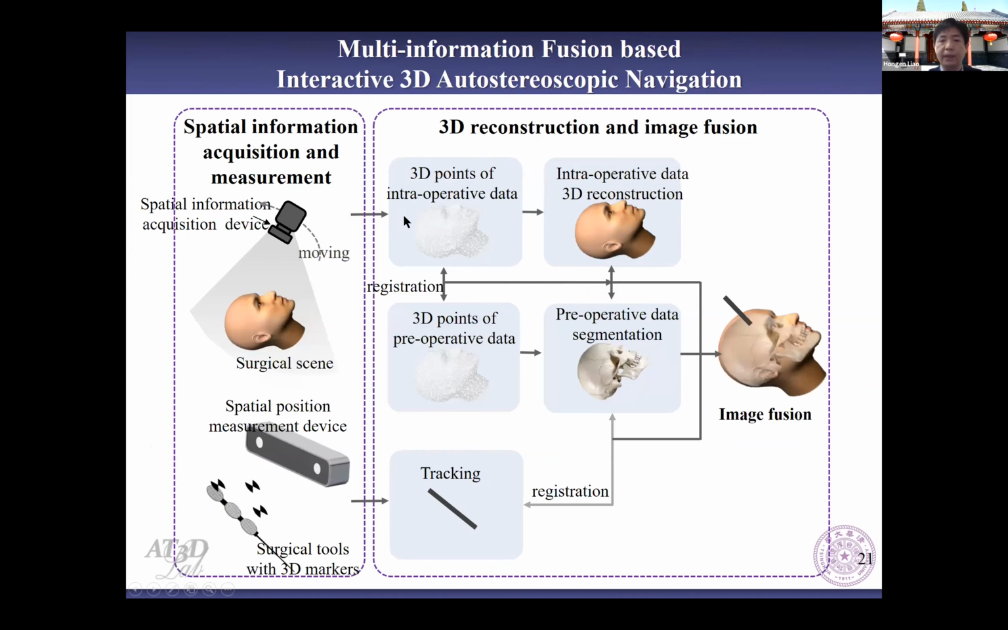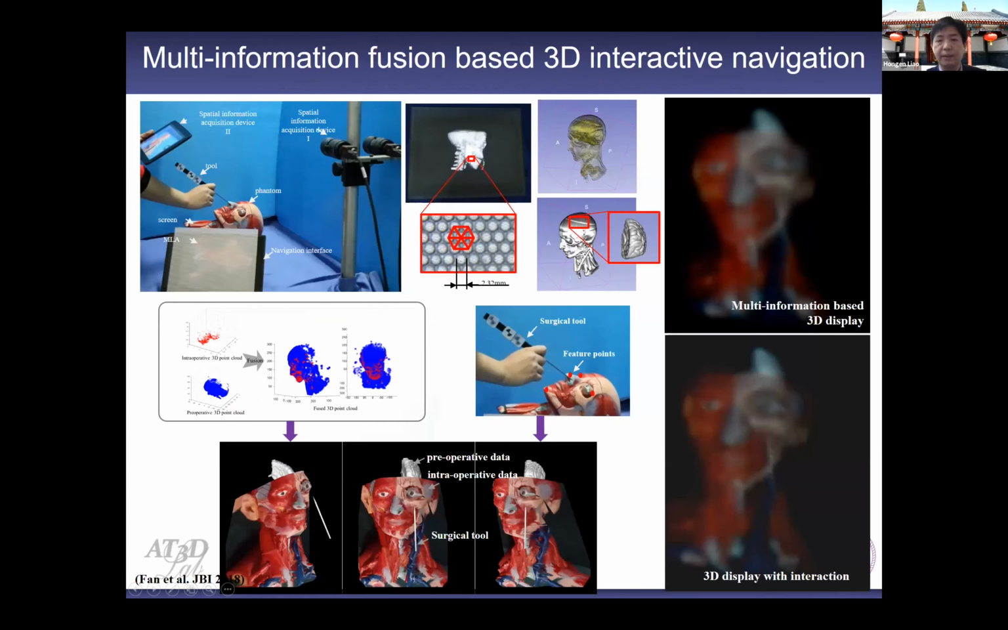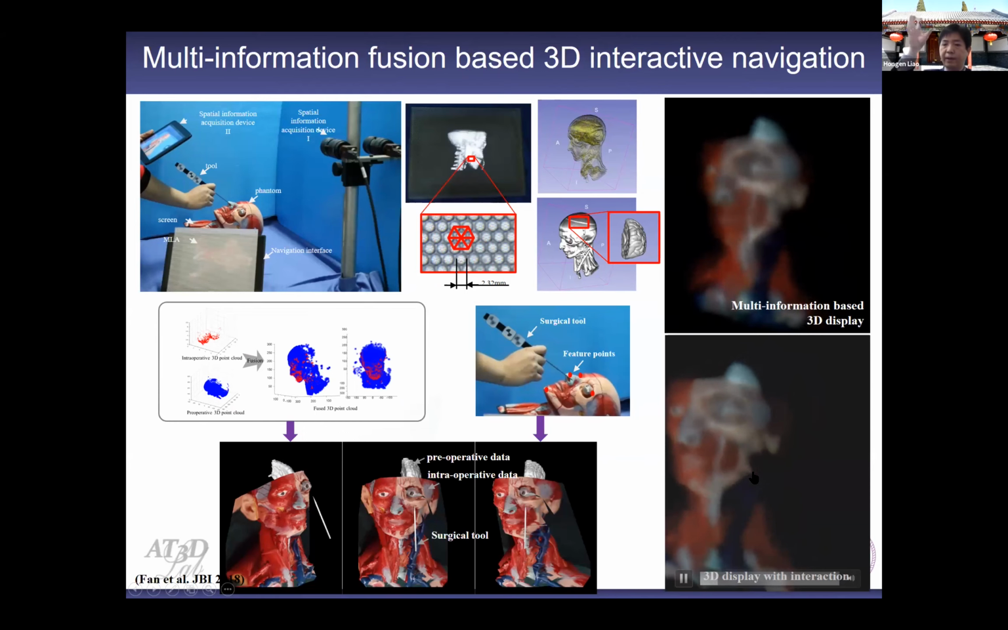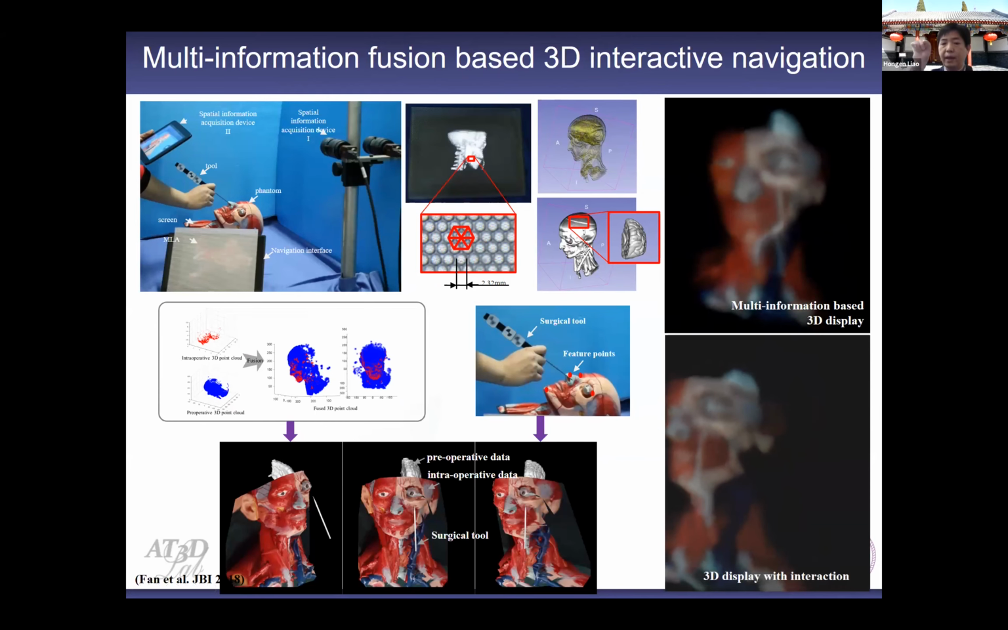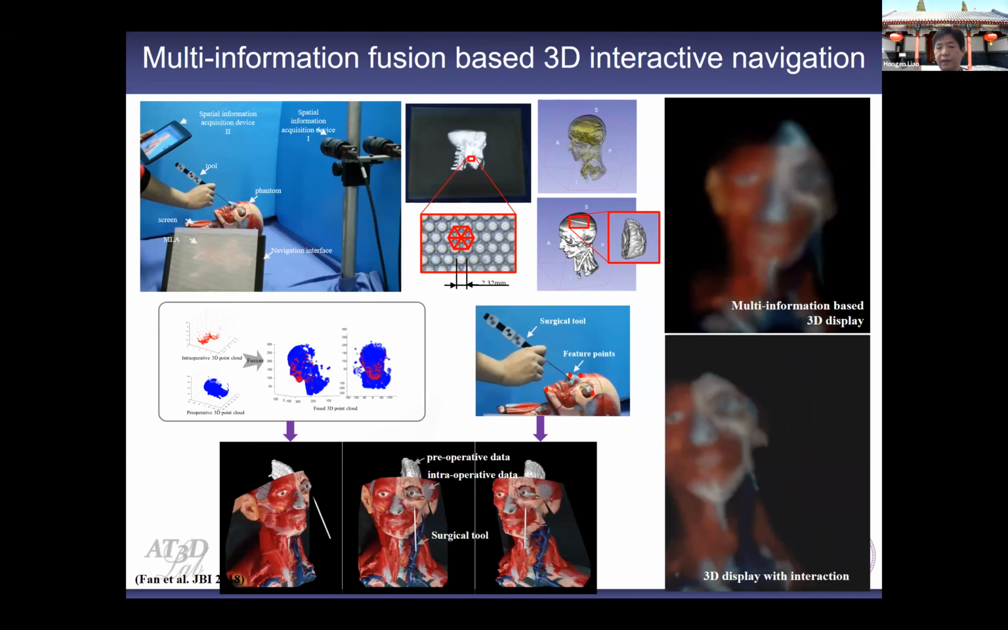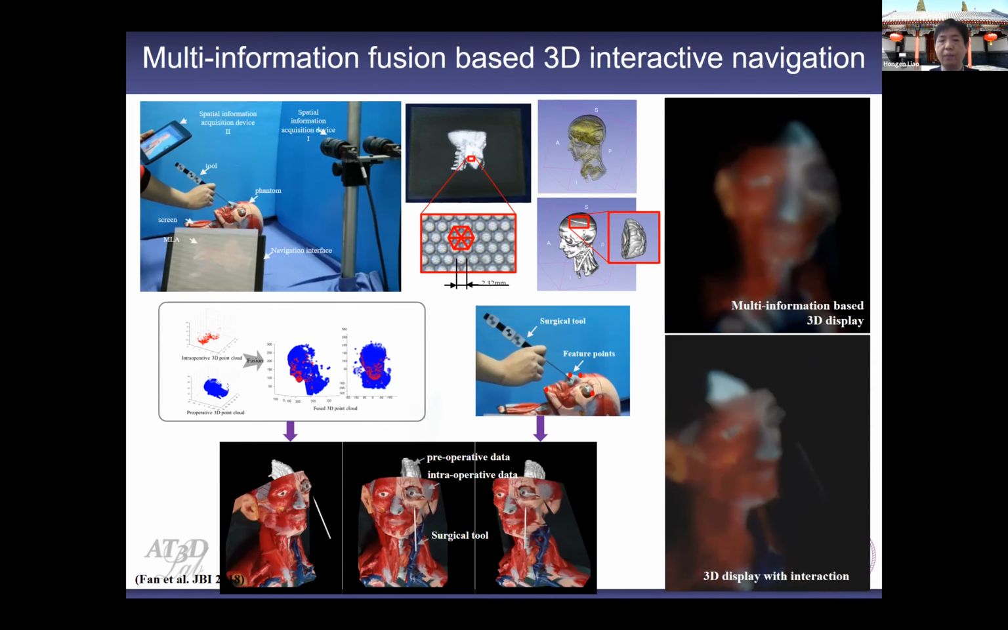You can see we use the camera to capture the surface of our 3D object, and then we can combine the captured image with the pre-operative image. Here you can see the result, showing the multi-information based on the 3D display, with interaction. You can see that we can move the 3D object and insert a needle at the locations, making an interactive visualization for the whole information.